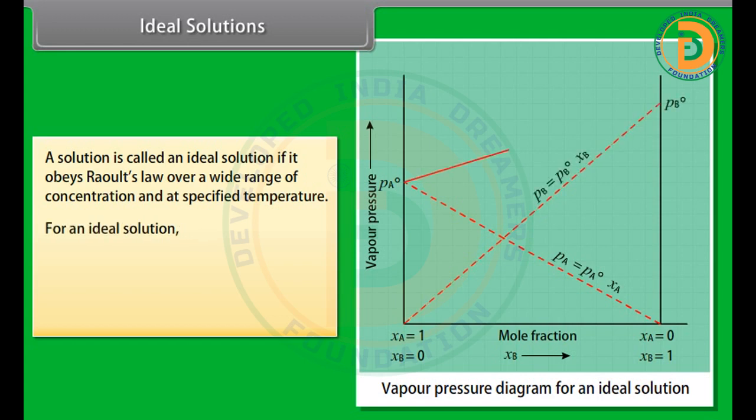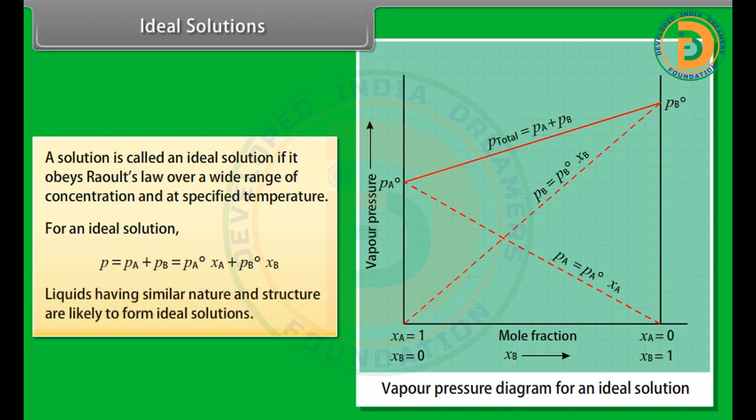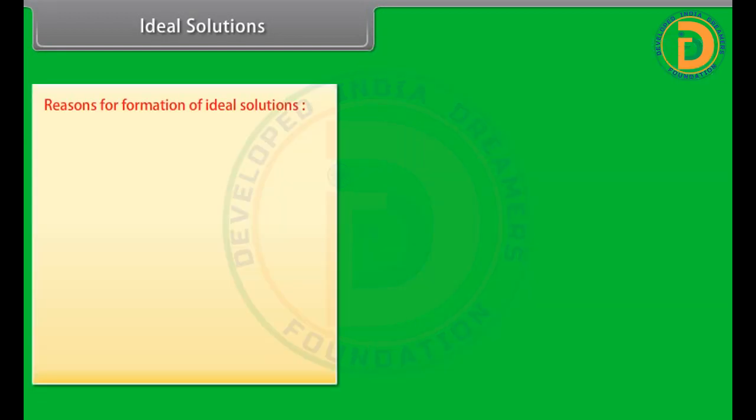For an ideal solution, P is equal to PA plus PB. It can be written as P is equal to PA naught into XA plus PB naught into XB. Liquids having similar nature and structure are likely to form ideal solutions. For example, mixture of methanol and ethanol.